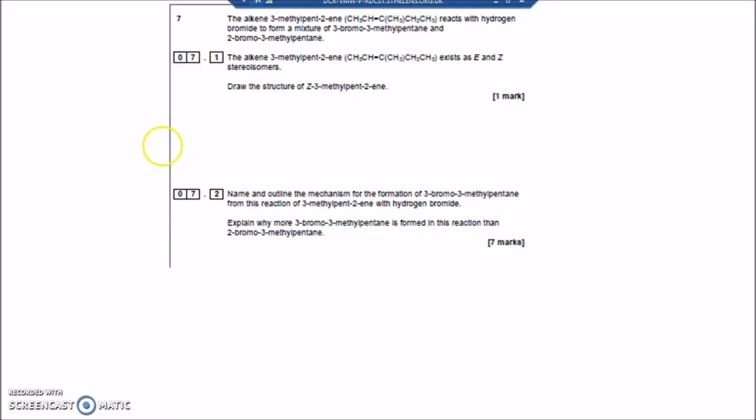Question number 7 then. The alkene 3-methylpent-2-ene, drawn for you here as the structural formula, exists as E and Z isomers. Draw the structure of Z-3-methylpent-2-ene. So it looks like this. Pent is 1, 2, 3, 4, 5 in a line, and it's got a methyl group at carbon number 3. There's the methyl group, and at carbon number 2 it's got an ene, pent-2-ene.